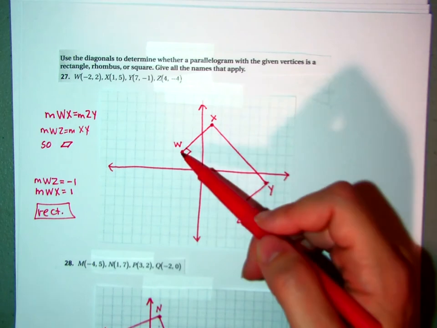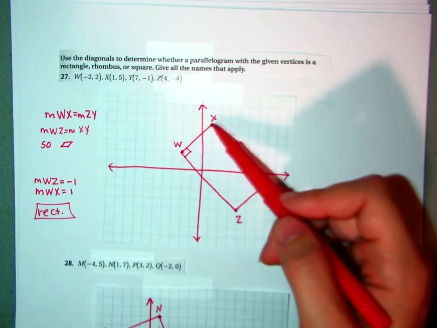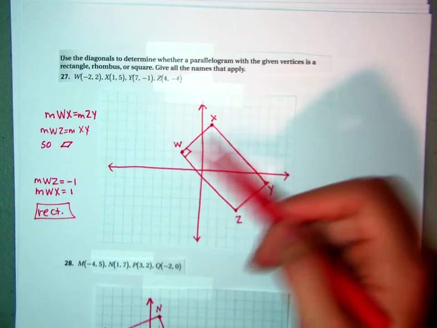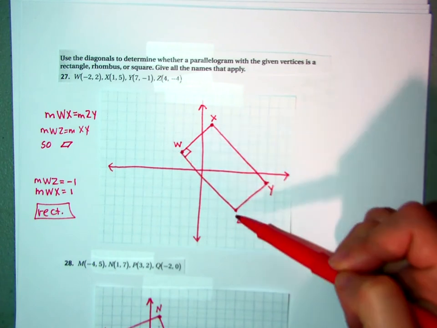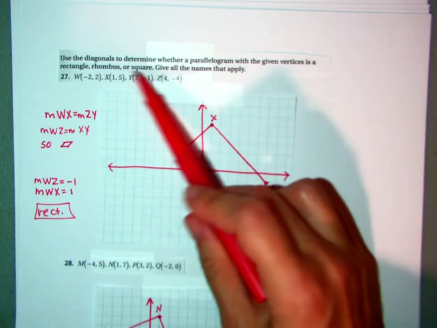And the reason is, if you look, we're going up 3 over 3, and if we use the Pythagorean theorem to find the length of this, clearly the length of this segment is not the same as this segment, which already knocks out the square and the rhombus.